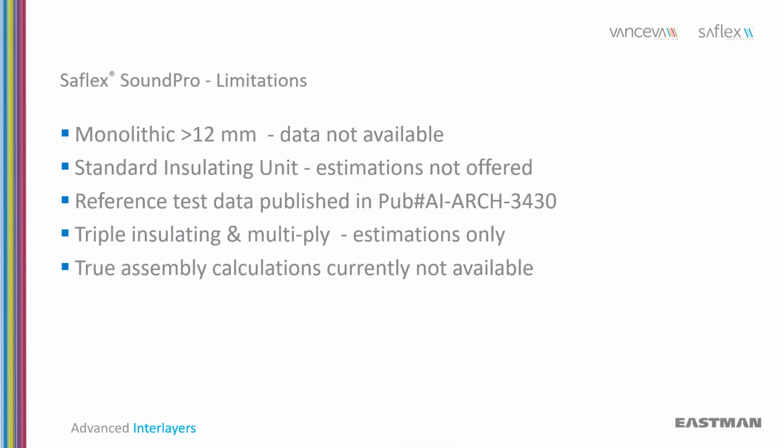So in summing up SoundPro, the limitations are the monolithic data greater than 12 millimeters is not available at this time. Standard insulating units estimations are not offered for those. However, you can look them up in the system for reference. The referenced and tested data is published in a booklet and a brochure by Eastman and is available online at saflex.com. Triple insulating and multiply laminated constructions are available, but only through estimations. And true assembly calculations online at this time are not available.